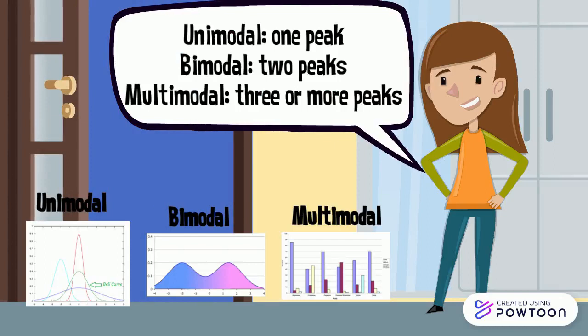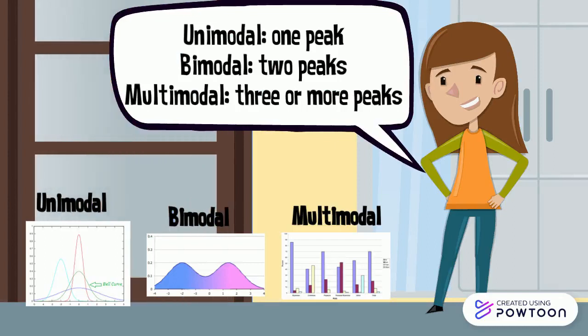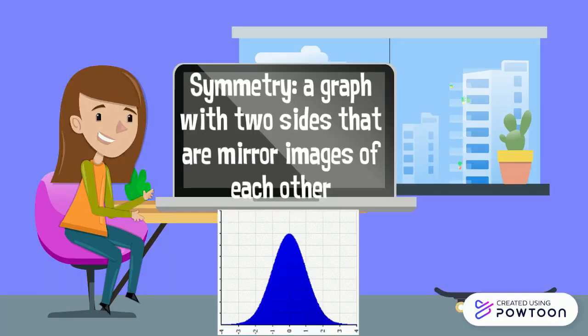When you plot your points of data on a graph, you may notice that it has one peak. This is referred to as unimodal. If your data reflects two peaks, that would be called bimodal. If there are three or more peaks in your data, that would be considered multimodal.